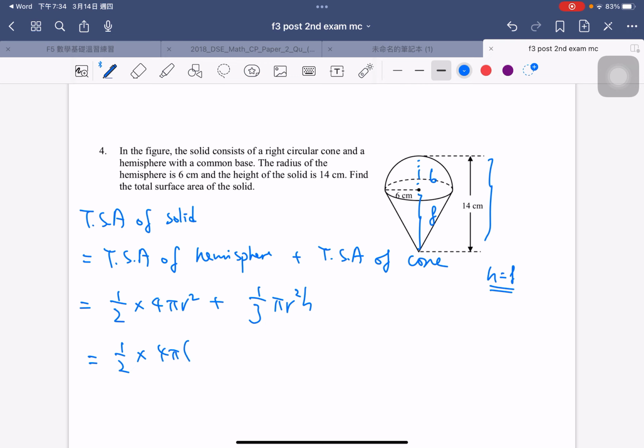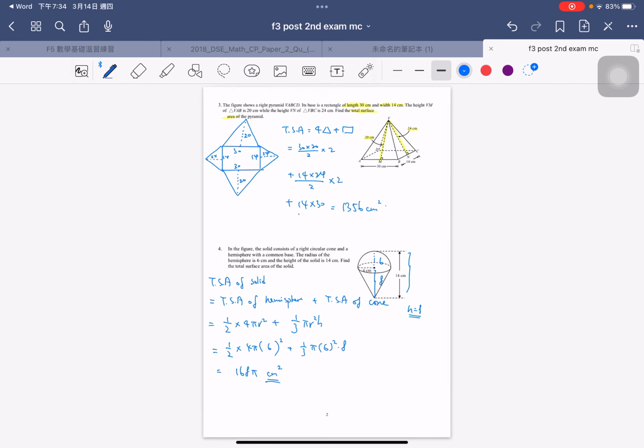So 4 pi r squared over 2, the radius which is 6, so 6 squared, plus 1 over 3 pi 6 squared times the height. The height again is 8. So again, use a calculator to find out the answer. 4 times 6 times 6 divided by 2 plus 6 times 6 times 8 divided by 3. So the answer is going to be 168 pi. And then the unit should be cm squared because you're calculating the area. Okay, so that's for question 4.